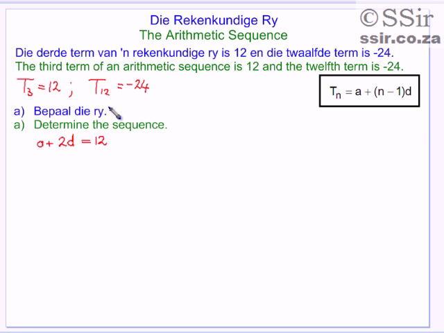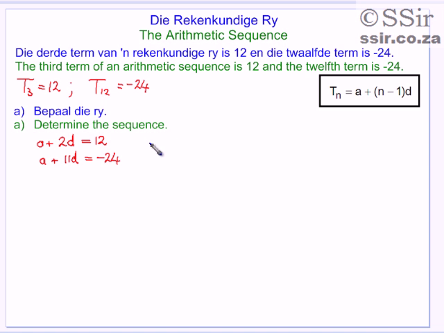And the 12th term, the general formula, will be a plus 11d, and that will equal -24. Make sure you know why it's a plus 2d, because the third term will be a plus n minus 1 d, and n is 3 in this case, so 3 minus 1 is 2d. The 10th term, for example, will be a plus 9d, and the 100th term will be a plus 99d.